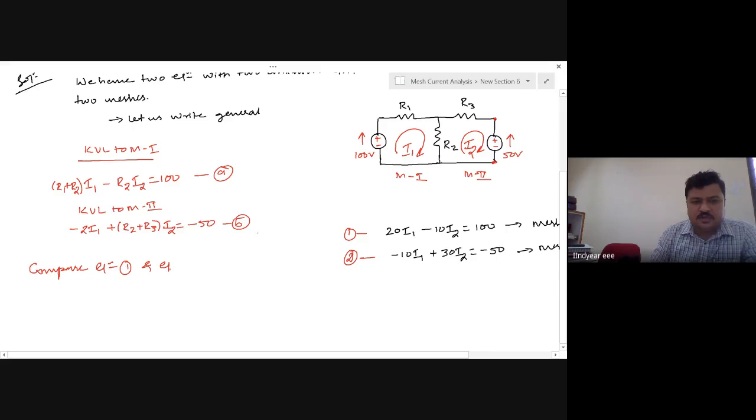On comparing equation 1 and equation A, what can I write? Coefficient of I1 in equation A is R1 plus R2. In equation 1 it is 20. So R1 plus R2 is equal to 20. Is it? Yes or no? Yes, sir. Are you getting this?